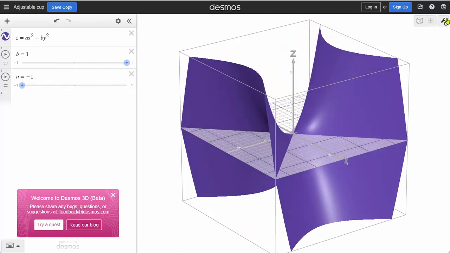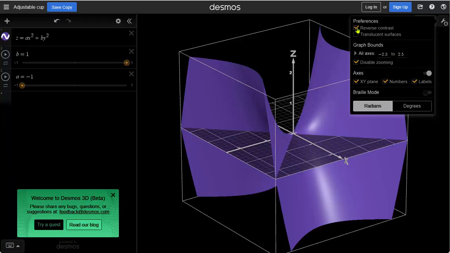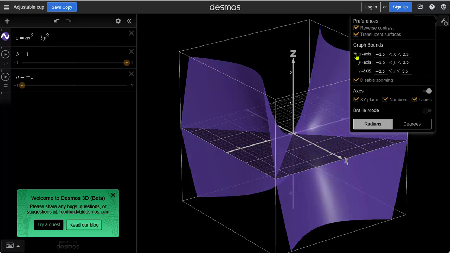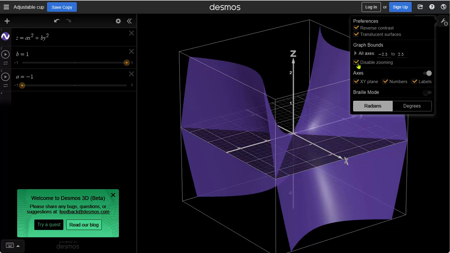And again, by clicking on the wrench, we can reverse the contrast. We can make the surface translucent or transparent. We can change the scaling on the axes here. If we click disable zooming, we can then zoom in and zoom out on the right.